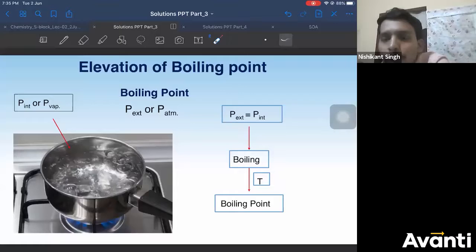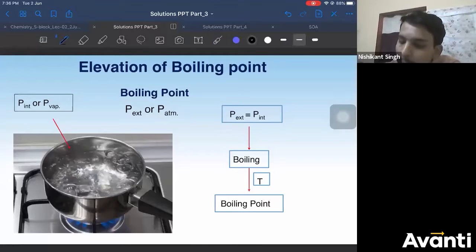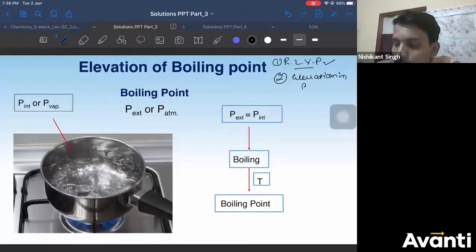So guys, I told you there are 4 colligative properties. Our current status is we have finished one colligative property, that is relative lowering of vapor pressure. Now we are moving towards our next colligative property, that is elevation in boiling point. Before I go to elevation in boiling point, let me define boiling point over here.